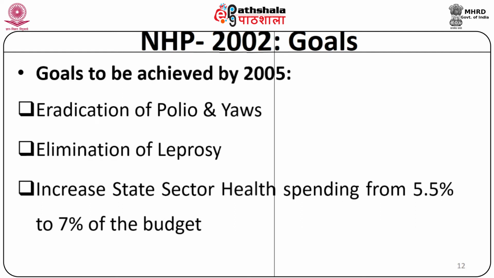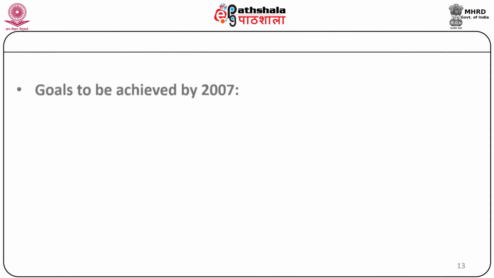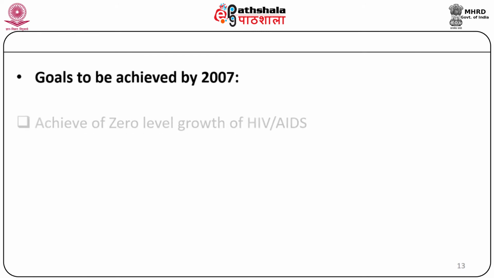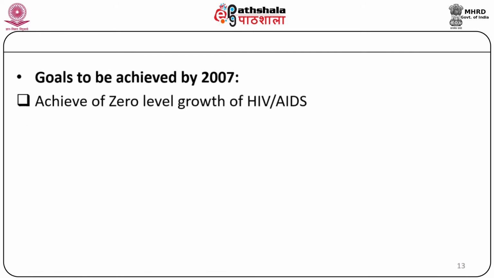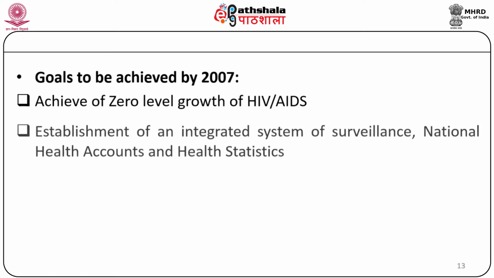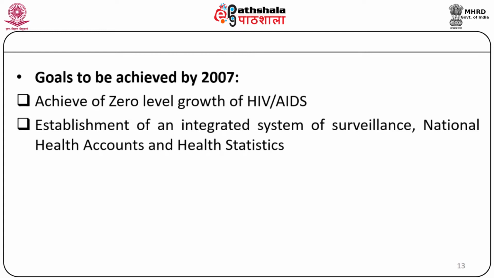Goals to be achieved by 2007: achieving zero level of growth for HIV and AIDS, and establishment of an integrated system of surveillance, national health accounts and health statistics, because it was realized that mere release of funds is not going to work, or only allocation of funds will not make a difference. We have to have accountability, and we have to have a system of monitoring and good governance in the country so that health can progress in it.